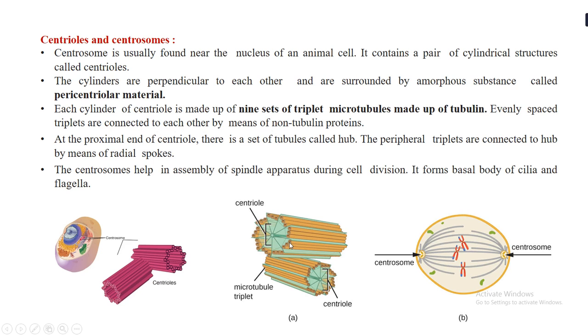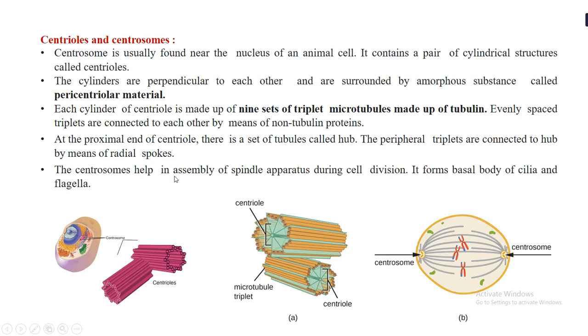At the proximal end of the centriole, there is a set of tubules called the hub. So this is a set of tubules which is called the hub, which is present here at the center. The peripheral triplets are connected to the hub by means of radial spokes. So these are the radial spokes that are running between each of these sets of triplets. So this is the hub, these are the triplets, and the connection between the triplet and the hub is this radial spoke.